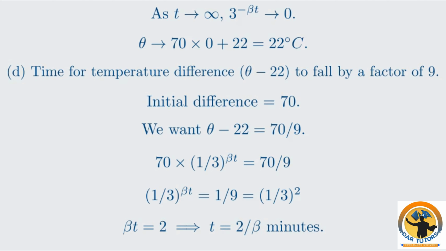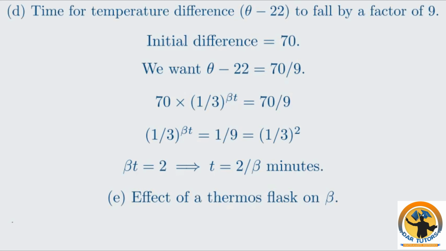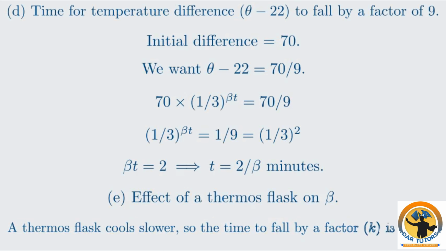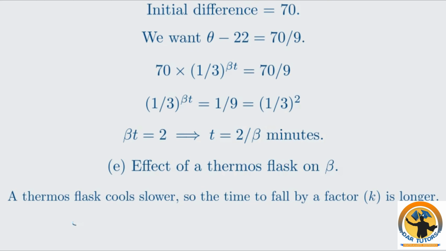Finally, part E asks how beta would change if the coffee were in a thermos flask. A thermos flask is better insulated, meaning the coffee will cool down more slowly. This means the time it takes to fall by any given factor will be longer. In our model, this means K must be larger. Since K is 1 over beta, for K to be larger, beta must be smaller. A smaller beta value results in a slower decay.